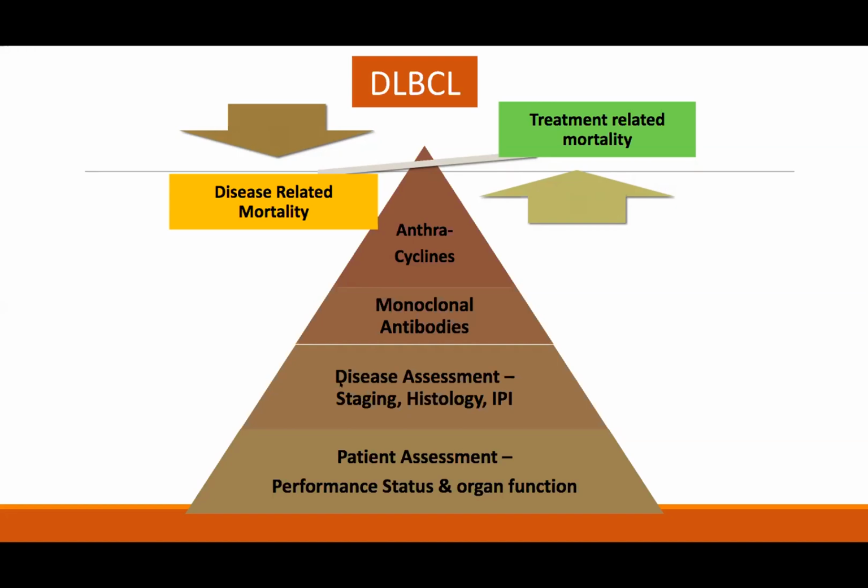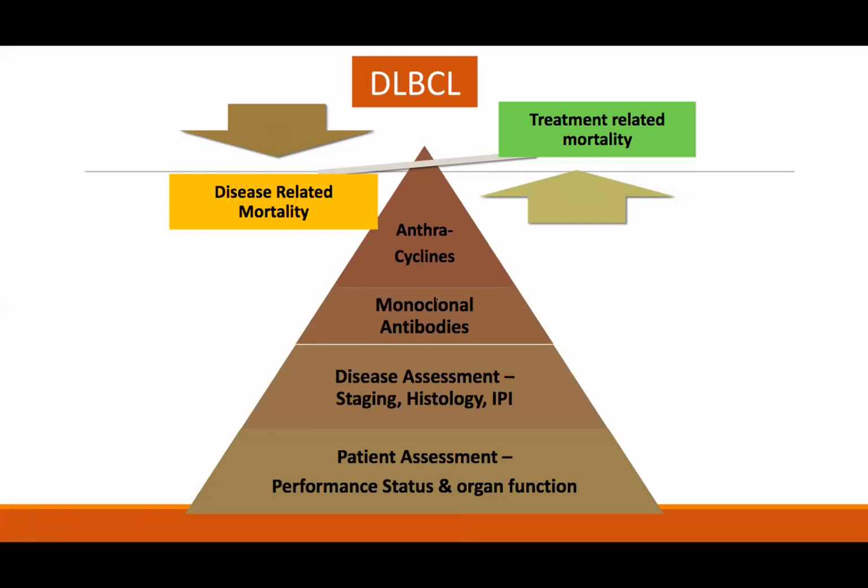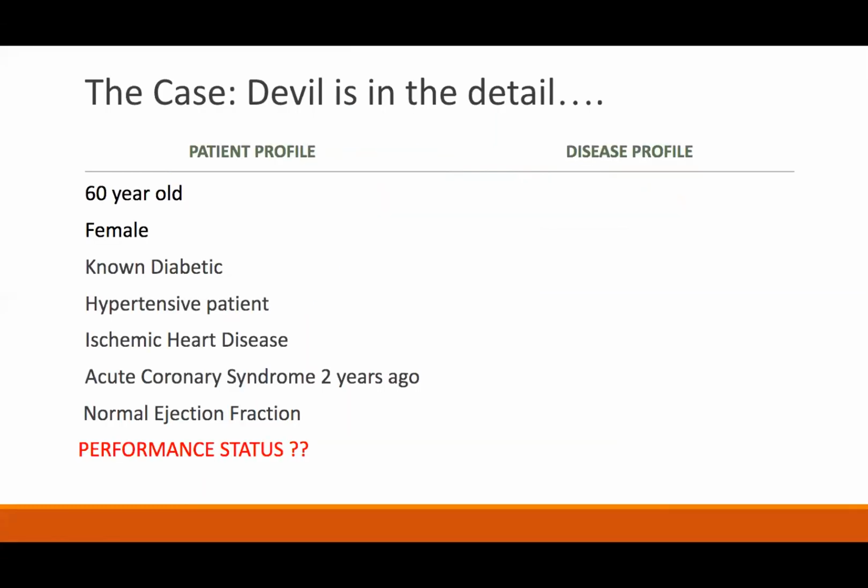So if you look at this pyramid, the base of the pyramid actually is about patient assessment and performance status and organ status assessment. Then the big chunk comes as disease assessment. Then comes whether there are monoclonal antibodies which we can use in this circumstance. And then comes the anthracycline. So frankly speaking, to me, when it comes to anthracyclines, it is more to do with the toxicity than efficacy in this circumstance.